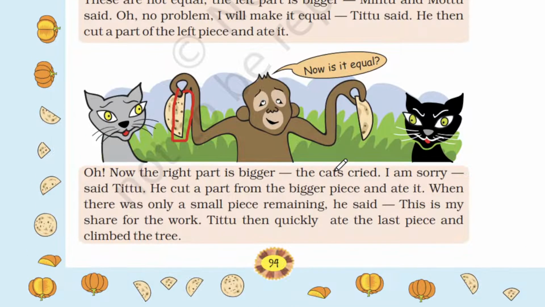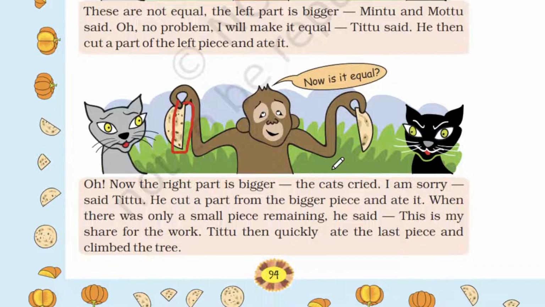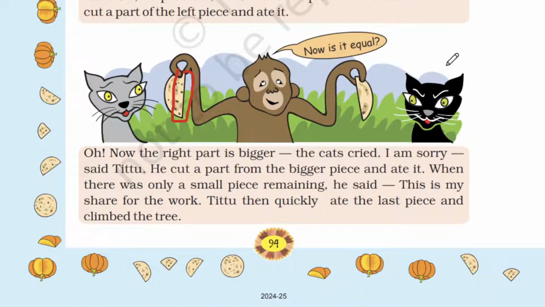So look at this, that monkey is very clever, right? He ate the last piece also and he climbed the tree. Both the cats, what happened? They were fooled by the monkey. The one full chapati was eaten by the monkey.